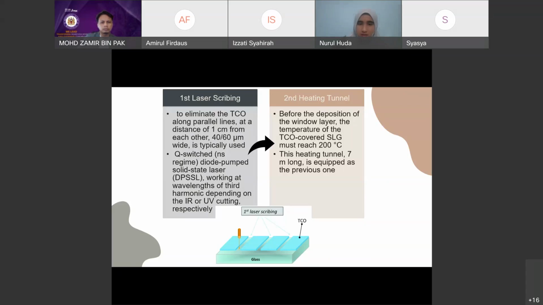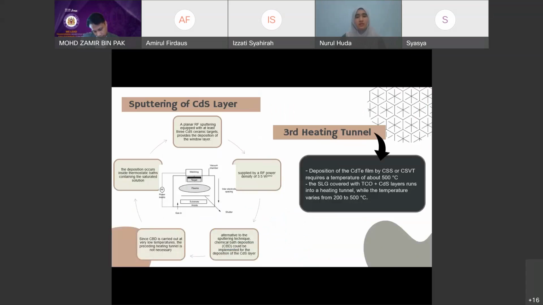Okay, the next is the second heating tunnel. Before the deposition of the window layer, the temperature of the TCO covered soda lime glass must reach 200 degrees Celsius. Okay, this heating tunnel is 7 meters long and is equipped as the previous one. Next. Okay, next stage is sputtering of the CdS layer.